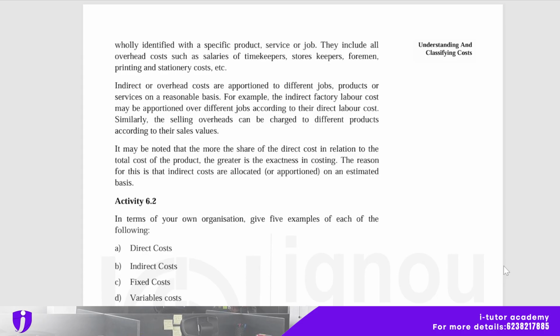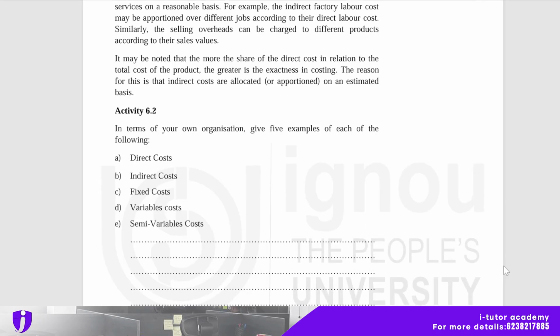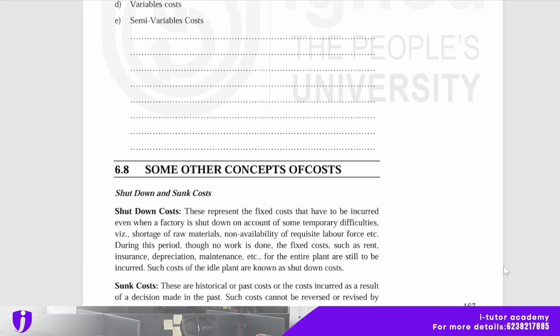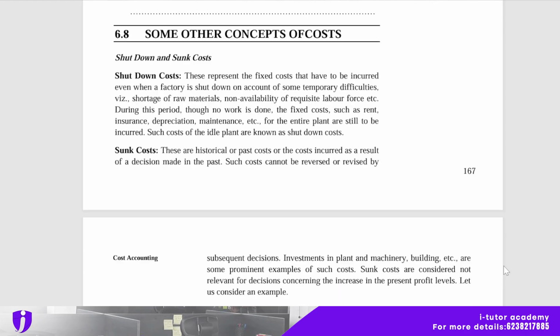Indirect or overhead costs are apportioned to different jobs, products or services on a reasonable basis. For example, the indirect factory labor cost may be apportioned over different jobs according to their direct labor cost. Similarly, the selling overheads can be charged to different products according to their sales value, and an activity based on this is also here. And next portion is some other concepts of cost: shutdown and sunk cost.